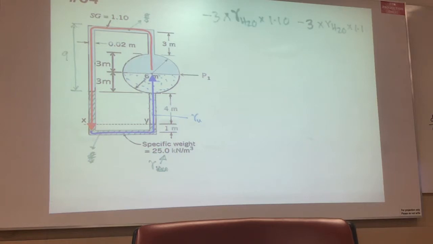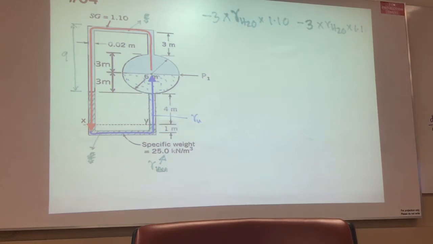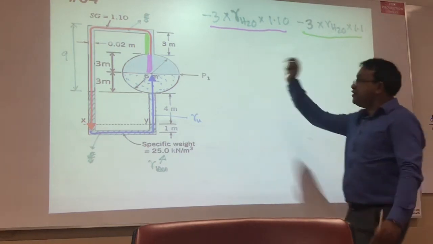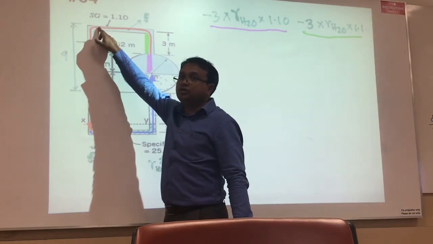And what do I do? First I write 3 times. I start from here, from here to here, is this value: -3 times gamma water, specific gravity. This is the height. And after that I choose this value: -3 because it's moving upward, -3 times gamma times 1.1. In the horizontal direction, at every point the pressure is the same, so we do not need to consider it.